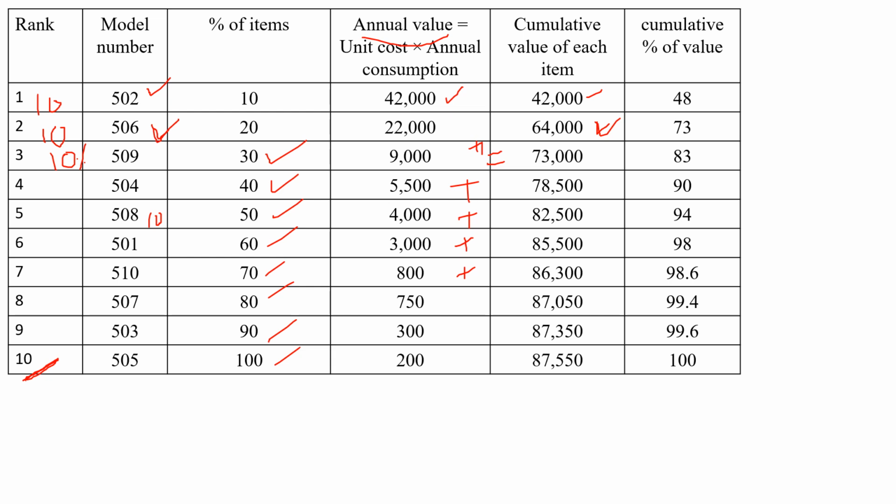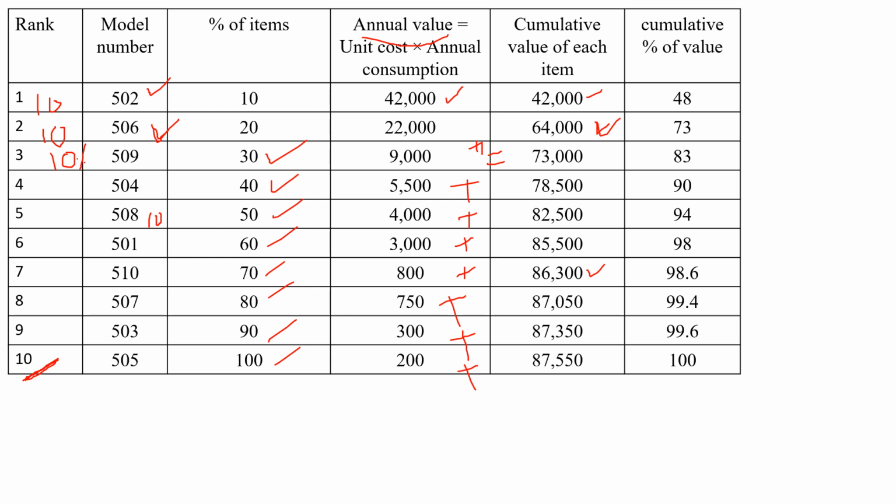For the next item, 85,500 plus 800 is 86,300. For the next one, 86,300 plus 750 becomes 87,050 rupees. For the next item, 87,050 rupees plus 300 is 87,350 rupees. For the last item, 87,350 plus 200, so it is 87,550. This is the cumulative value of each item.